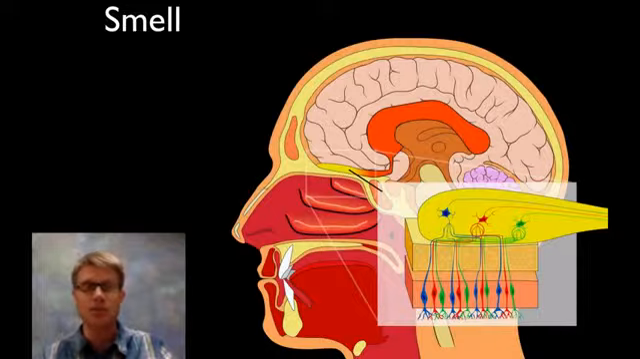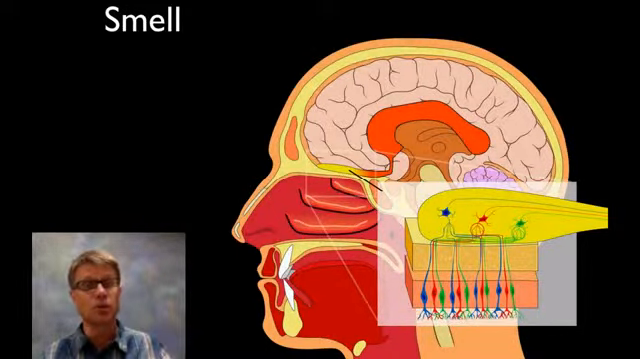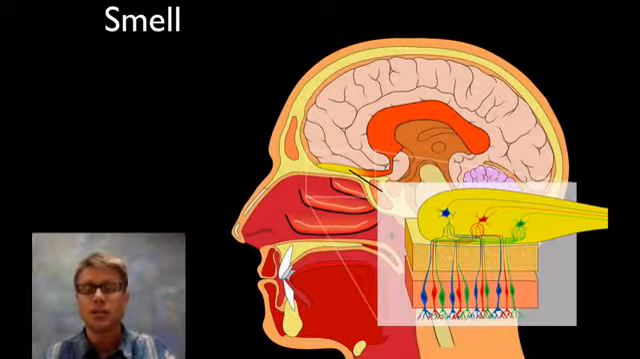Today, what am I going to talk about? Well, I just want to talk about 3 of those. I'm going to start with the smell. Smell's not super important in us, but it is important. But just as an example for the next 2, which are going to be vision and then hearing.